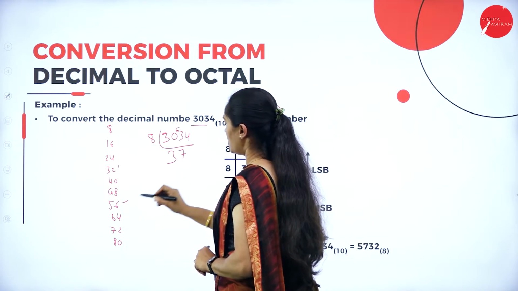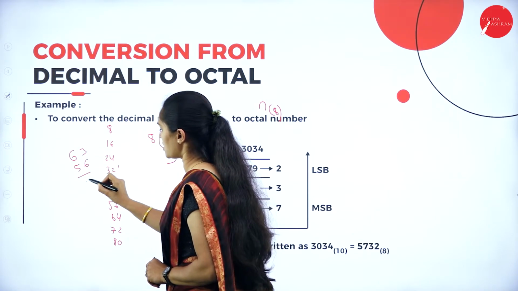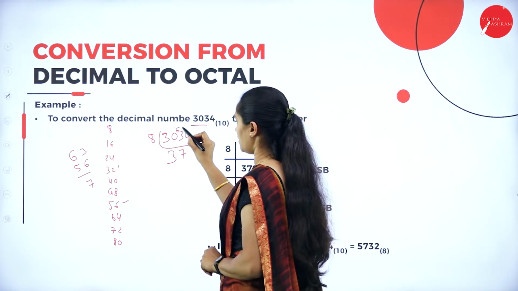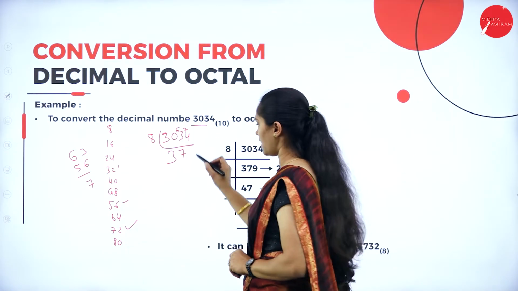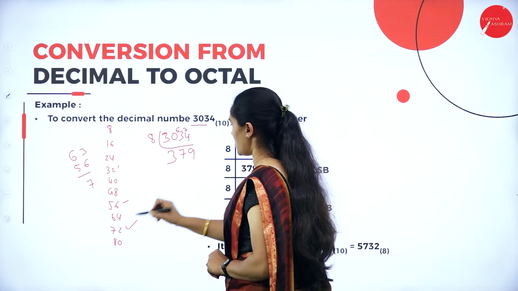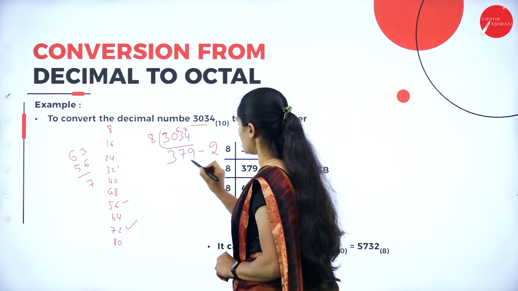8 7s 56. So now 63 minus 56. How much? The remainder will be 7. Now it becomes 74. So here I can go with 9. That is what? 8 9s 72. 74 minus 72 will be 2. The remainder is 2 here.